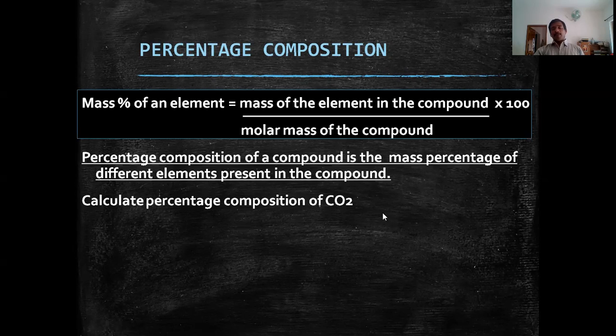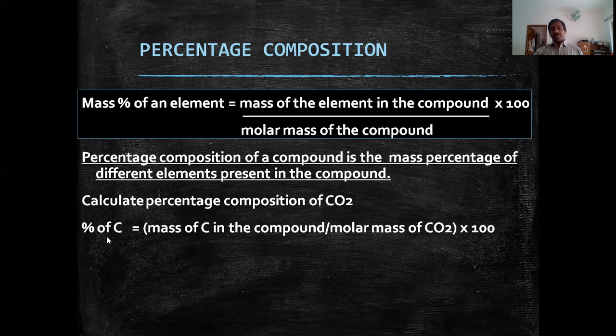An example: calculate the percentage composition of CO2. We know the molecular mass of CO2 is 44, and it contains 12 gram carbon and 16 plus 16, 32 gram oxygen. Therefore, percentage of carbon is equal to the mass of carbon in the compound, that is 12, divided by the molar mass of carbon dioxide, that is 44, into 100. 12 by 44 into 100, 27.27 is the percentage of carbon in CO2.